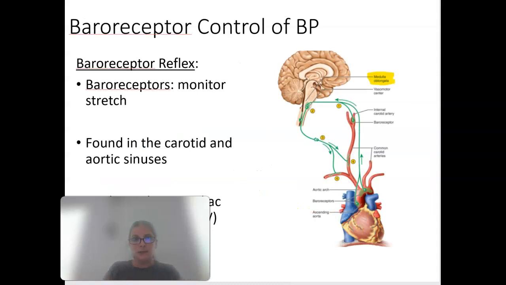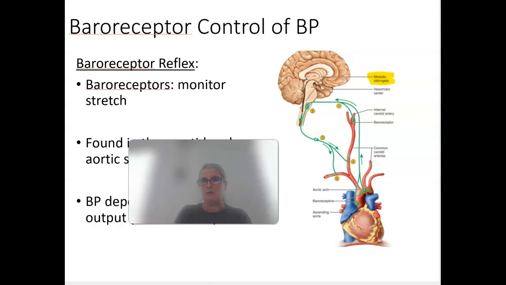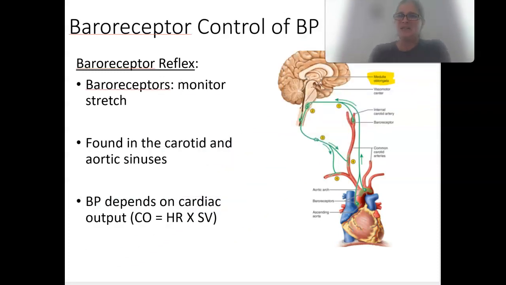So we're still doing the baroreceptor reflex. The baroreceptors, we know, monitor stretch. We know they're located in the carotid sinus and the aortic arch. That's the exact same thing you've already learned. They use the same nerves to carry information up to the medulla. So the nerve from the carotid sinus is cranial nerve 9, and the one from the aortic arch is 10. It's all the same. And same thing, they're responding to stretch.